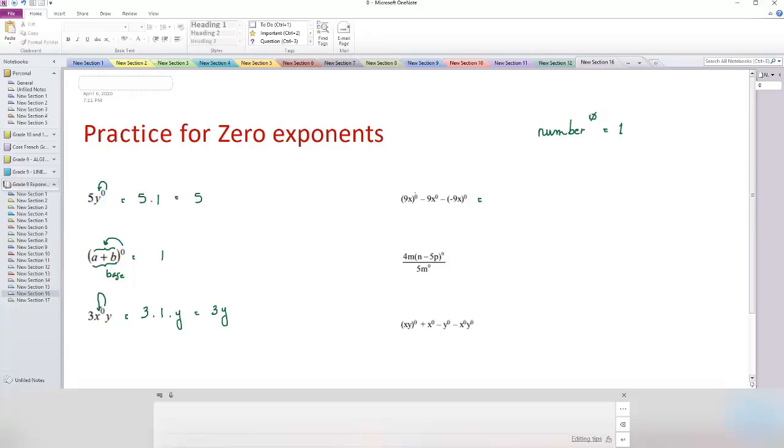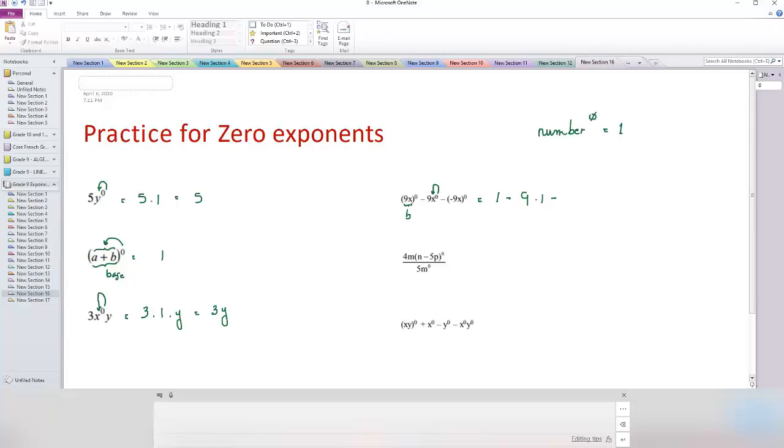Next, you see here the 0 is affecting anything inside the bracket. So whatever is inside the bracket, it's my base. That means 1. All of that is 1. Minus 9x to the power of 0. The 0 affects only the x. That means I leave the 9 as it is, and I replace the x to the power of 0 by 1.